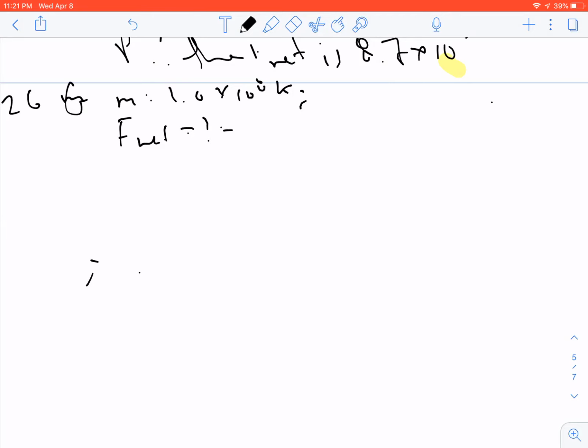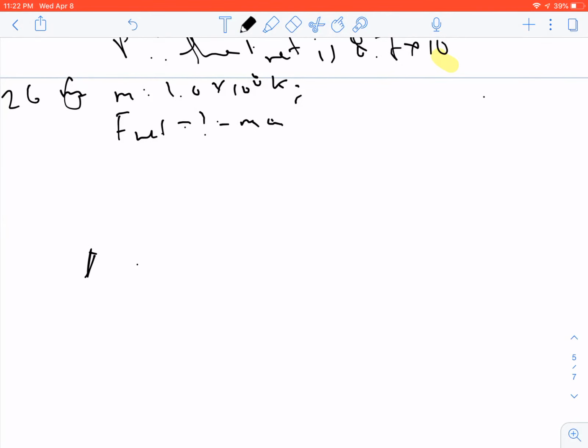And I know to find F net, I need to know m and a. I know m, but I don't know a yet, so I'm going to have to solve for a. To solve for a, I'm going to use my kinematics data. I know the delta d is 3.5 kilometers, or 3,500 meters.